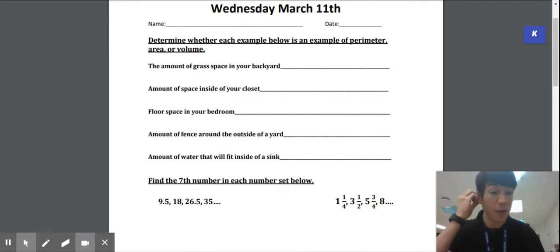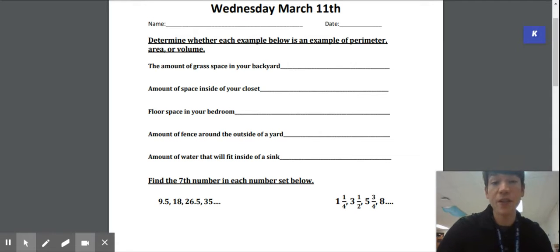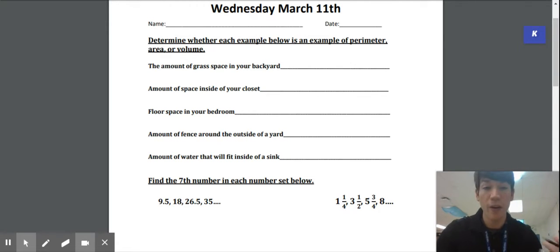So for this first part, the directions just say determine whether each example below is an example of perimeter, area, or volume. So you just have to write one of those words in for each. So we'll do a couple of these together.